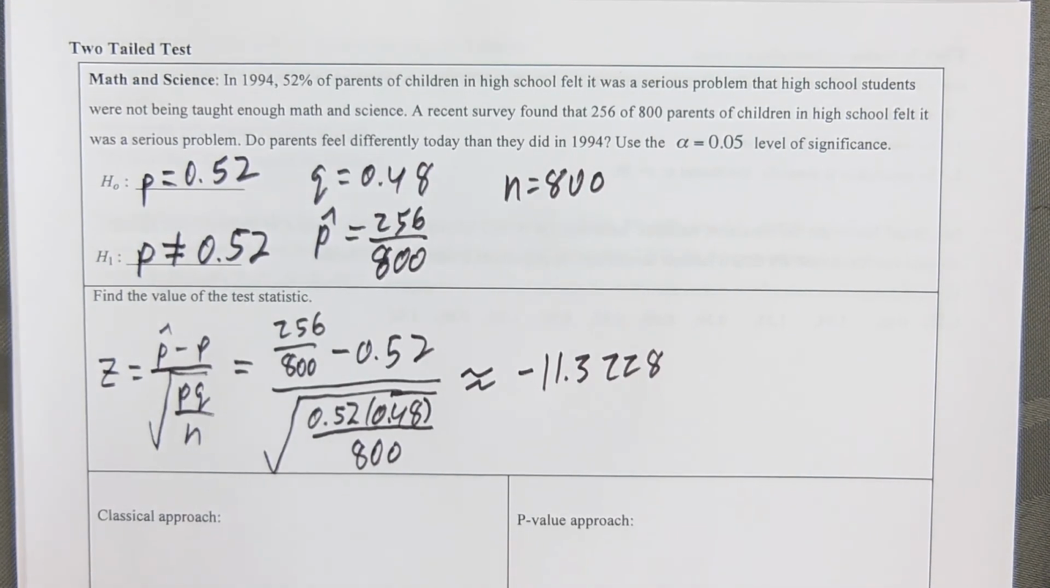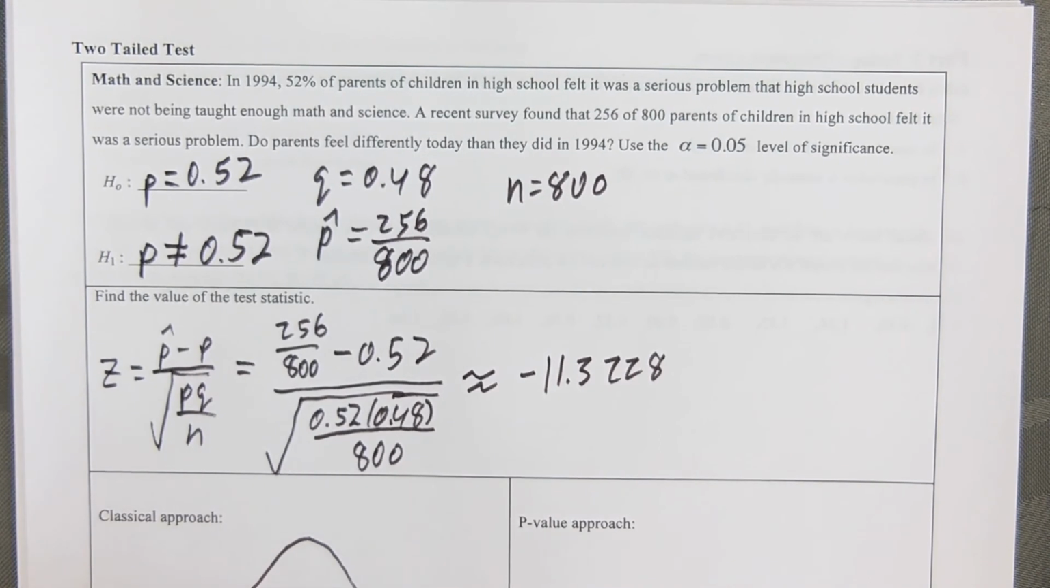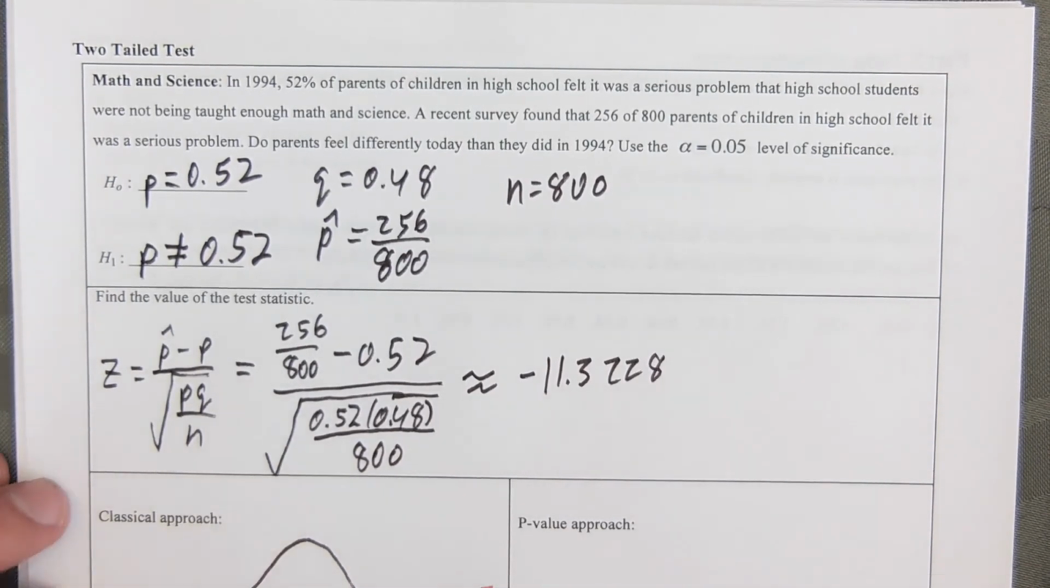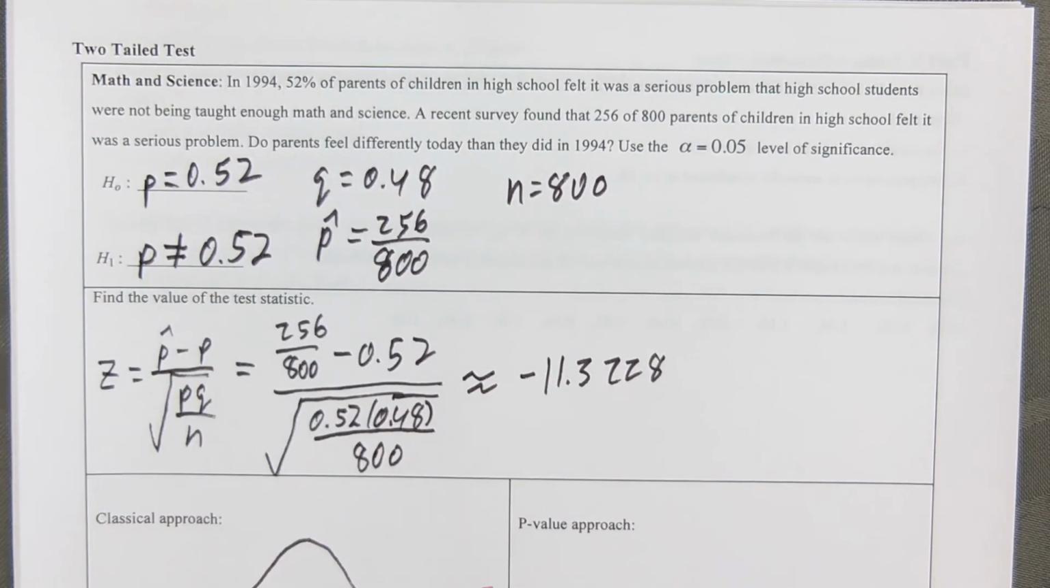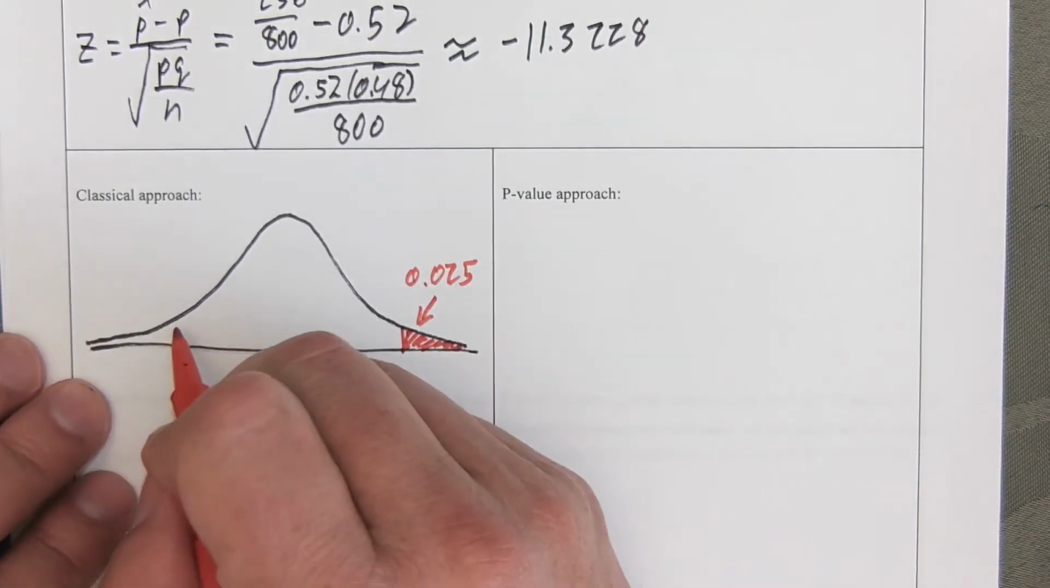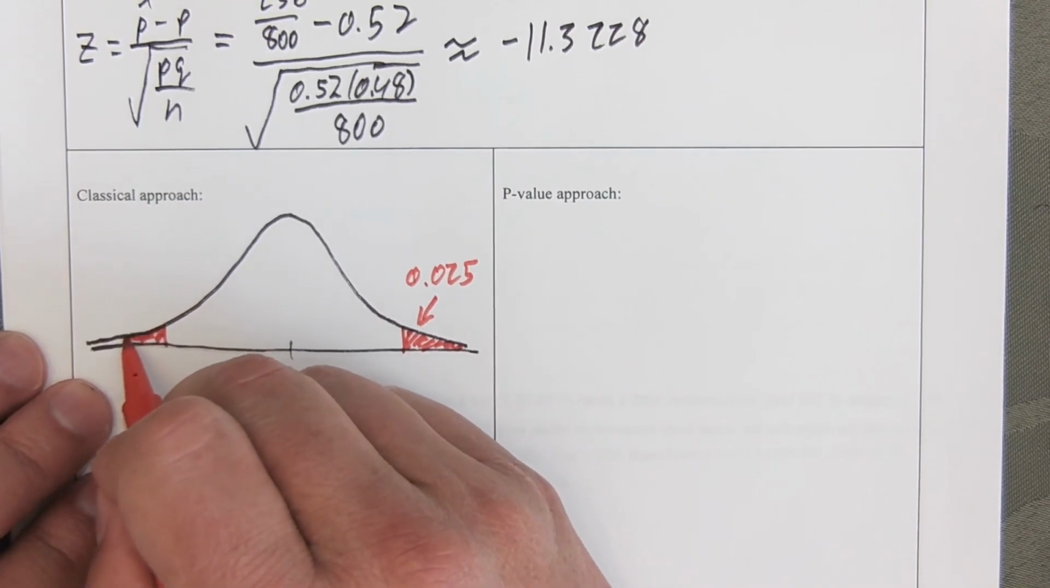So once again, our classical approach. We have our alpha, which is going to be a little bit different this time. Our alpha, because it's two-tail now, it's split up. And we're going to have two critical values. So this area here is 0.025. Again, that's half of the alpha. Keep forgetting to move the paper up, sorry. That means this back here is also going to be 0.025.